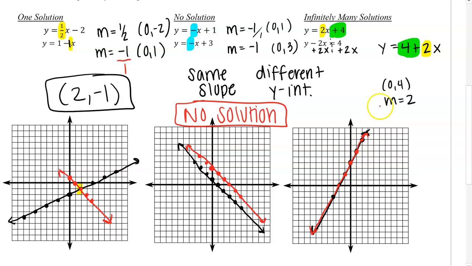This tells me that the solution to the system is that there are infinitely many solutions, because these lines touch or intersect at every single point. So when we graph both lines and they are the same exact line, that means that there are infinitely many solutions to this system.